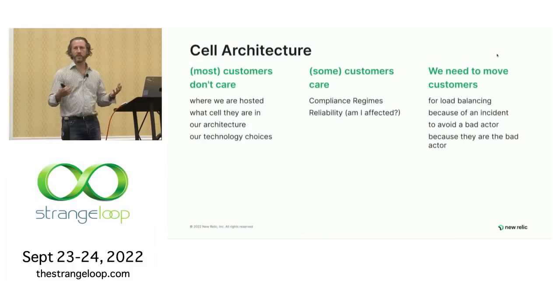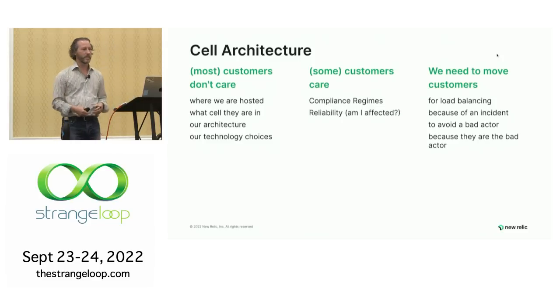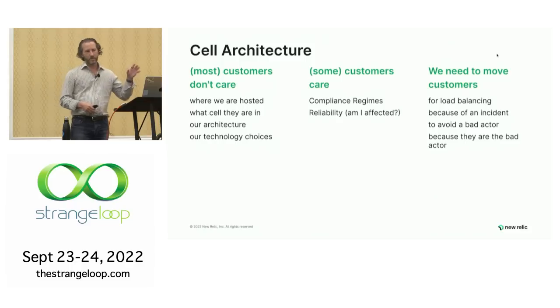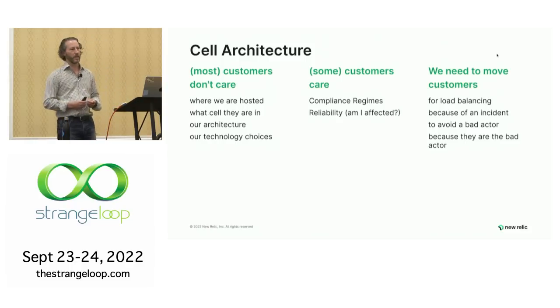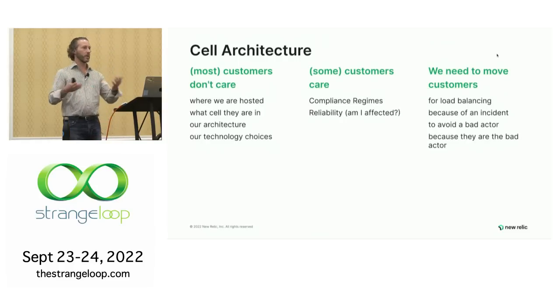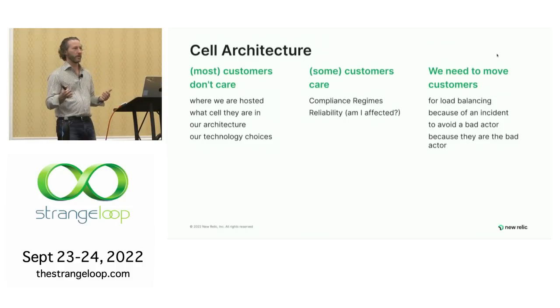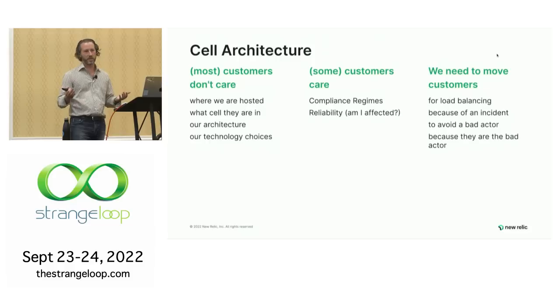So we realized that almost all customers don't care about this. Why would they care? This is just a detail of how we run our systems. Some customers care about some things like compliance regimes. Are they in a FedRAMP certified cell or not? If we have a failure, they want to know, am I in one of the cells that's being affected by your current failure? And then we wanted the freedom to move customers around for various reasons. We want to keep loads balanced across the cells. If there's a problem in a particular cell, we want to be able to shift load around to avoid the failures.